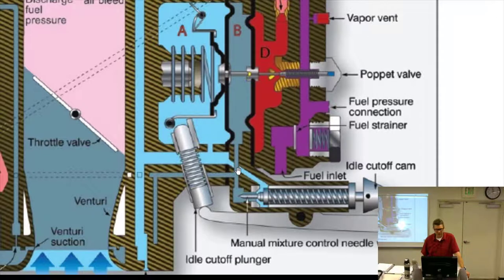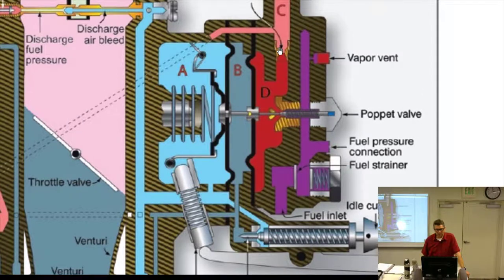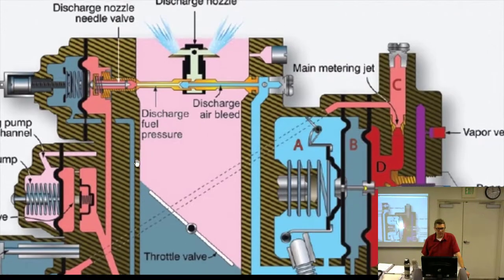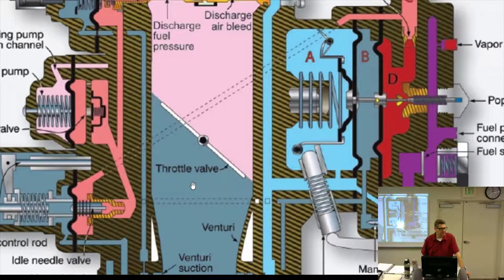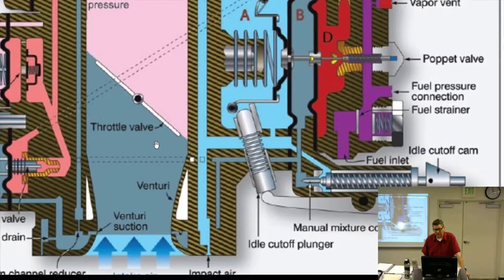You're bleeding off pressure from B through here, which decreases the air metering force, which closes the poppet, which allows less fuel to come into D, less pressure in D. Less pressure across an orifice means less flow. Less flow means less flow going this way and out. That's good if you had less air or wanted to just lean it out, which was the case.